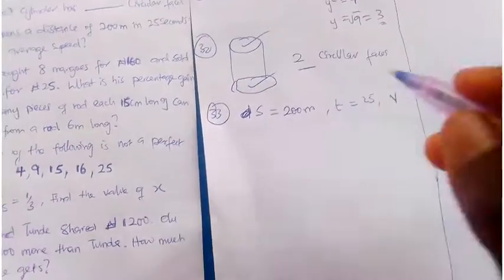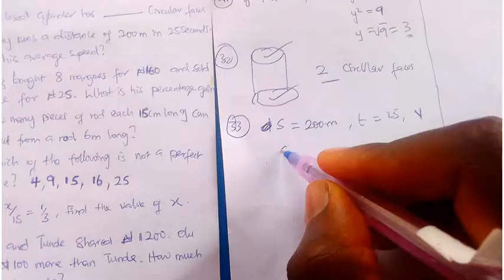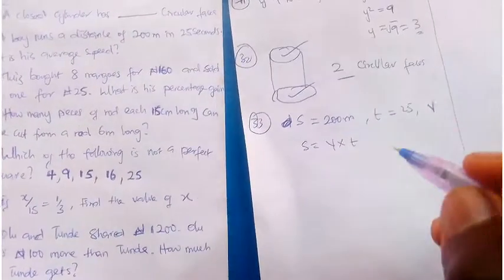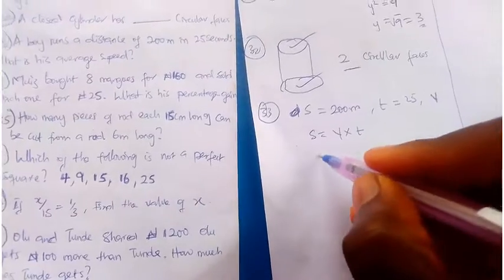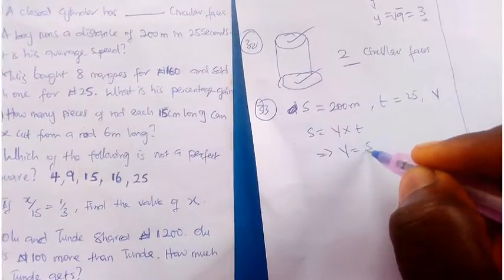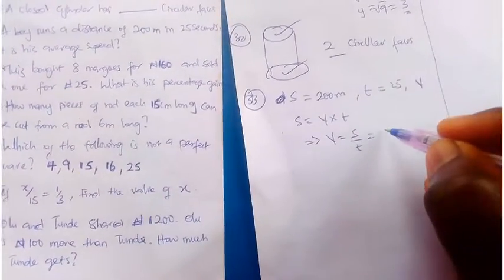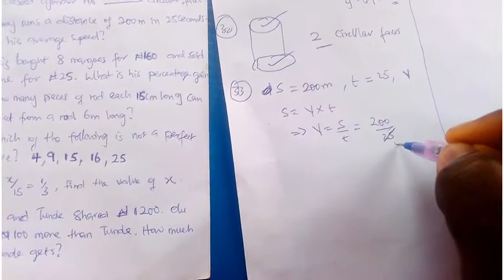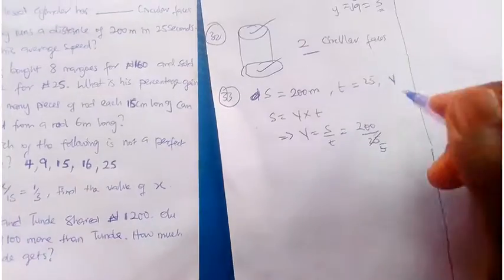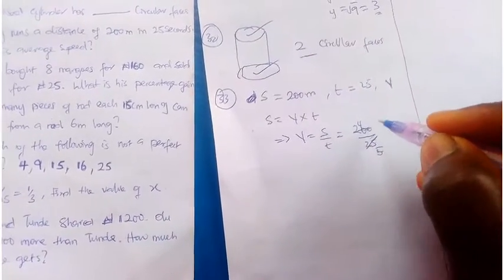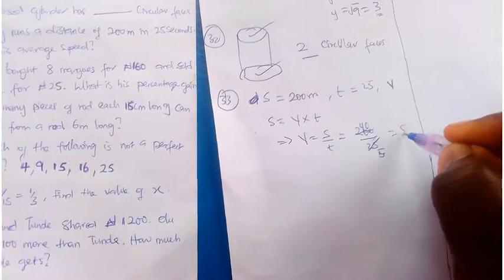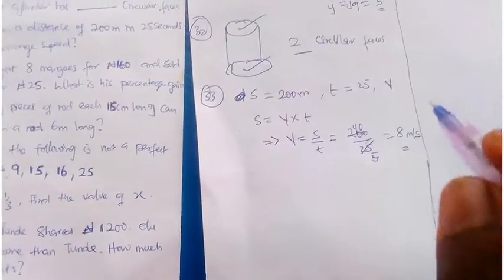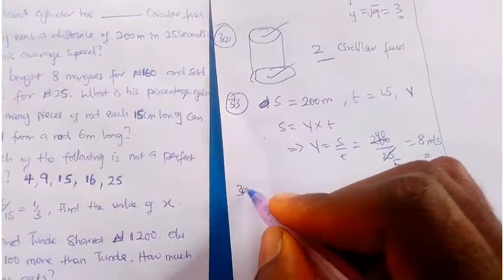In that case, the average speed now becomes what? We have our distance to be speed times time, and I'm looking for V. It implies that V equals distance over time. So I have 200 over 25. 5 in 20, 4; 5 in 25, 5. So the answer is 8. 8 meters per second. The average speed here is 8 meters per second. As simple as that for that question.